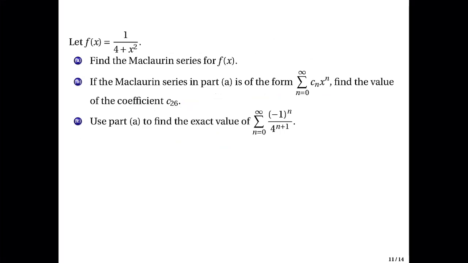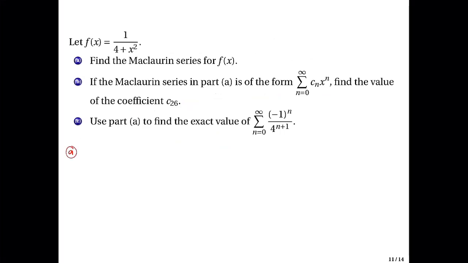Next, we want to find the Maclaurin series for f of x, if we are given f of x equals 1 over 4 plus x squared. And then letter B, if the Maclaurin series in part A is of this form, we want to find the coefficient C sub 26. And then we also use the result in part A to find the exact value of this.